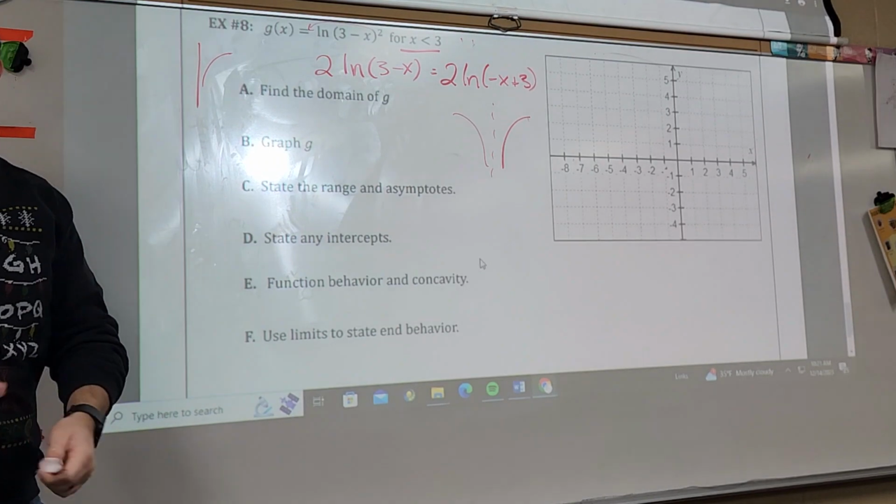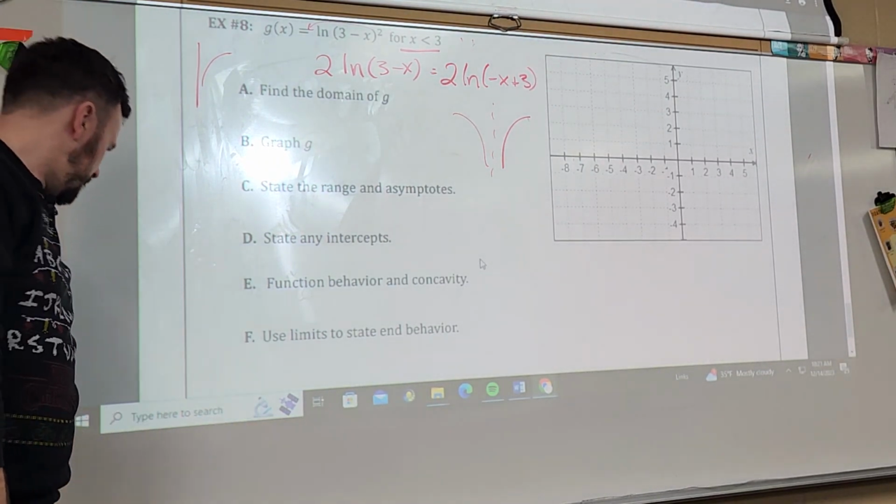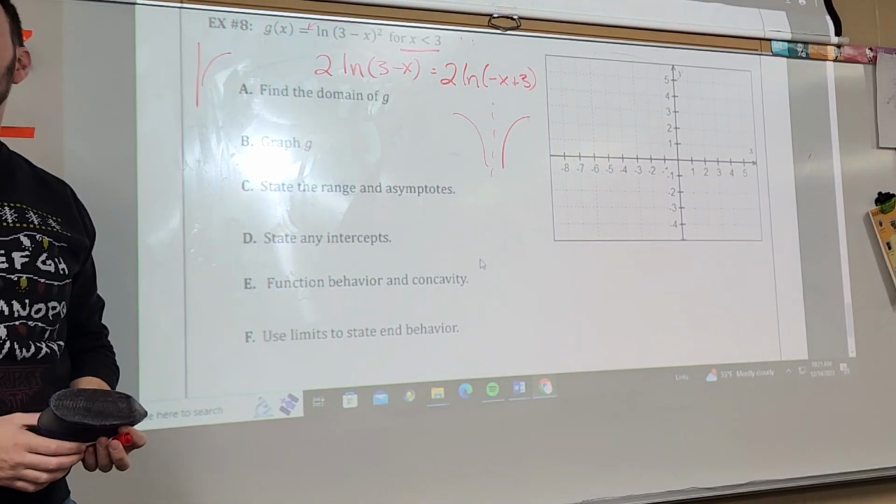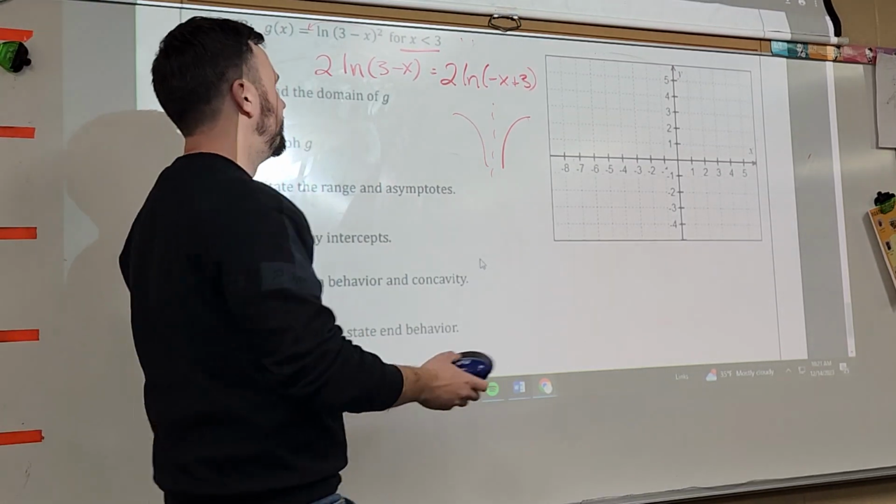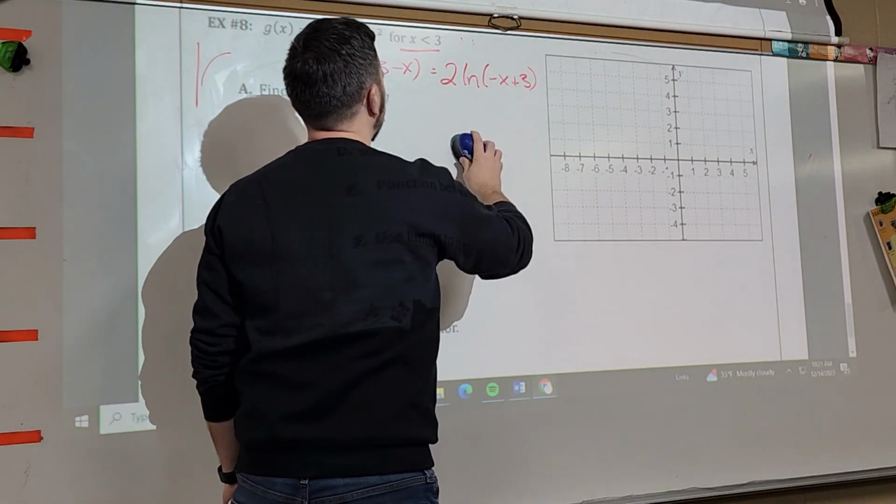Natural log's really easy because you have a button for it. I'll show you guys how. Yeah, it's in the math menu.